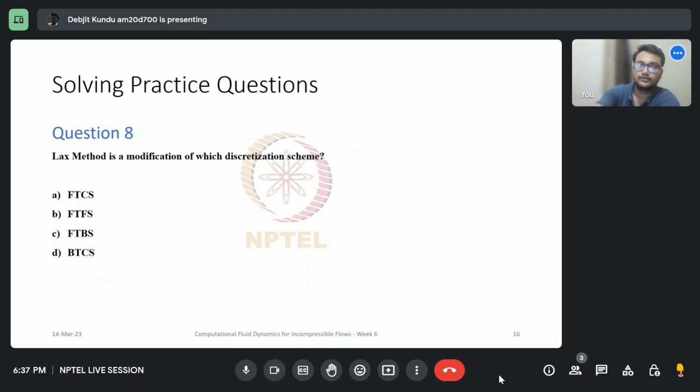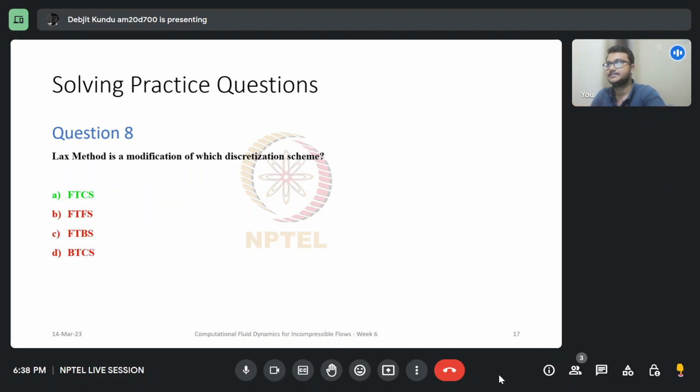So moving on, we will move on to question number 8 of today's session, which is asking us, Lax method is a modification of which discretization scheme? Is it a modification of option A, FTCS, option B, FTFS, option C, FTBS, or is it option D, BTCS? Let's have a look at the solution.